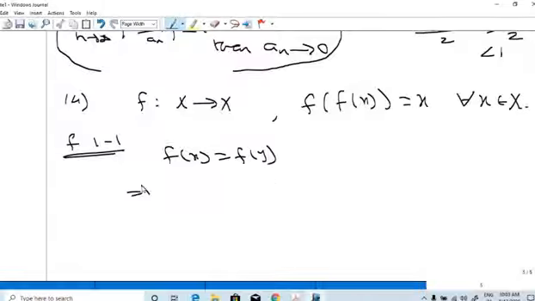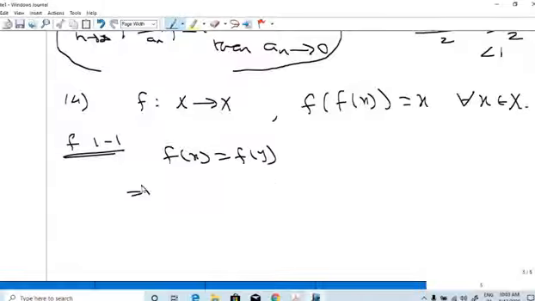So choose, because we know only y, right? Therefore, we have to choose x. Choose x equal to f of y. Now, what is f of x? This is nothing but f of, what is x, f of y. By the definition, f of y is nothing but y. Therefore, you can find x such that f of x equals y. Therefore, f is an onto function. Therefore, f is both one-to-one and onto.